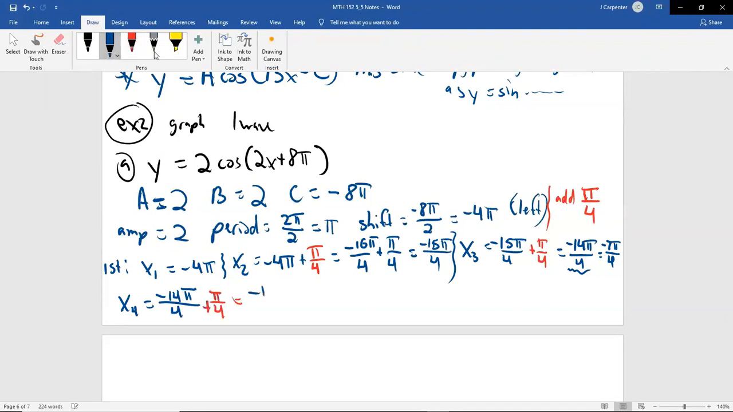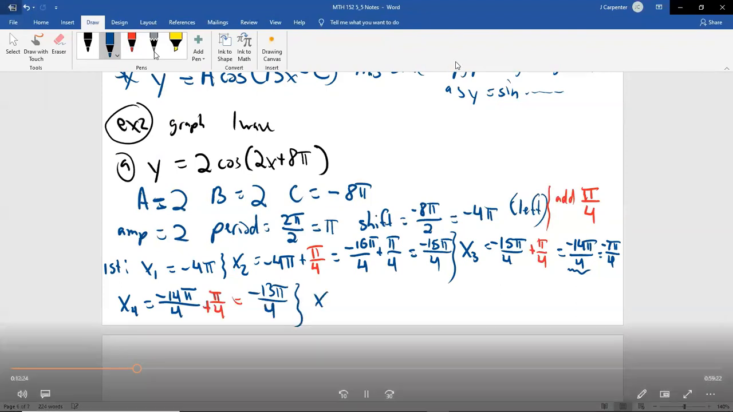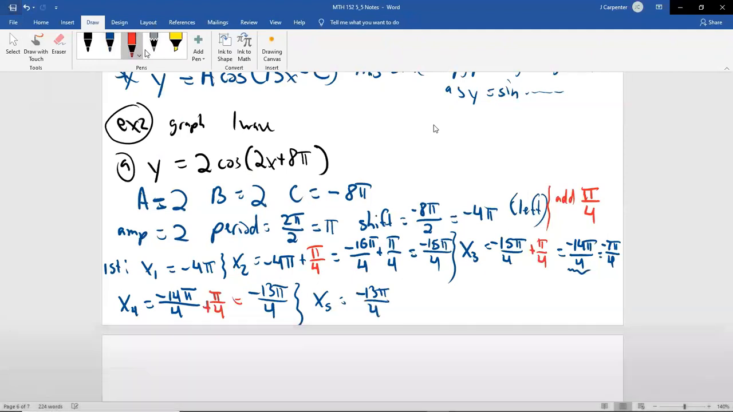Negative 14 plus 1 is negative 13. So negative 13 pi over 4. That's our fourth value. Our fifth x value, take that negative 13 pi over 4 and add pi over 4 again. Negative 13 plus 1 is negative 12. That's negative 12 pi over 4, which reduces to negative 3 pi. Remember to check that you've done everything correct. If you take the period and add the shift value, you should end up at the end point. And negative 4 pi, that's the starting point. Add a single pi, does give you negative 3 pi. It is correct.